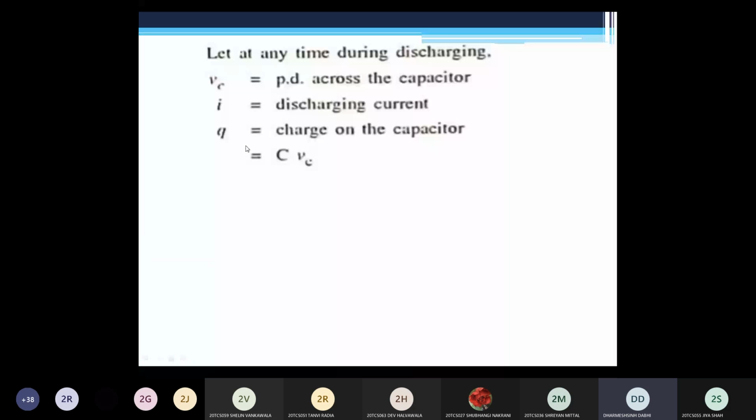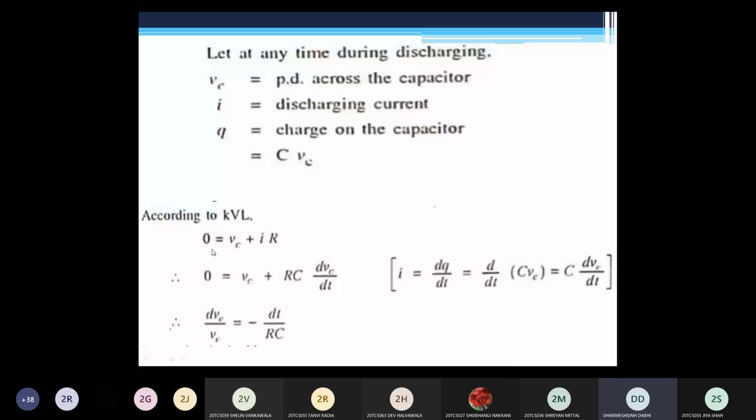As we know, charge is equal to what? C into the voltage across the capacitor, that is Vc. In the same way we apply KVL. Supply voltage, here there is no supply voltage, so it is 0, equal to the voltage across the capacitor plus the voltage drop across the resistance. So Vc plus IR. As you know, current I is equal to dq by dt. Q is C into Vc, C is constant, so differentiation of Vc gives C dVc by dt. In this equation we replace I by C into dVc by dt. So RC into dVc by dt.